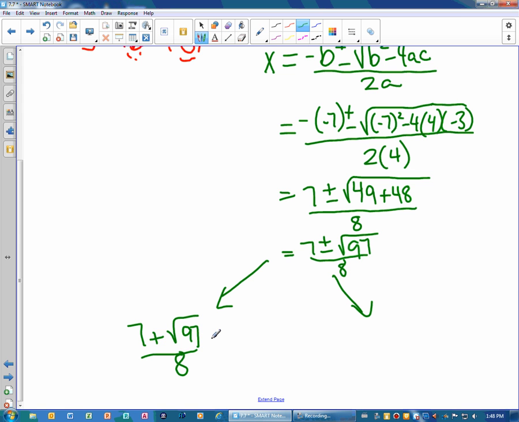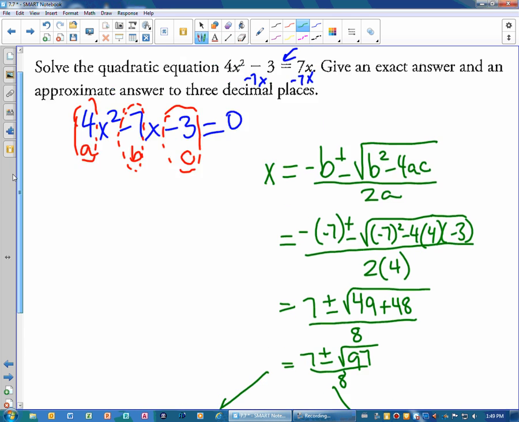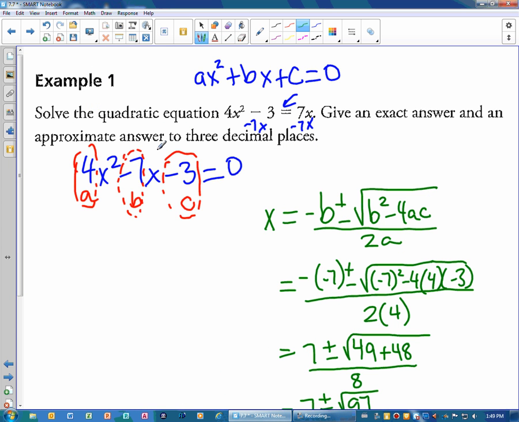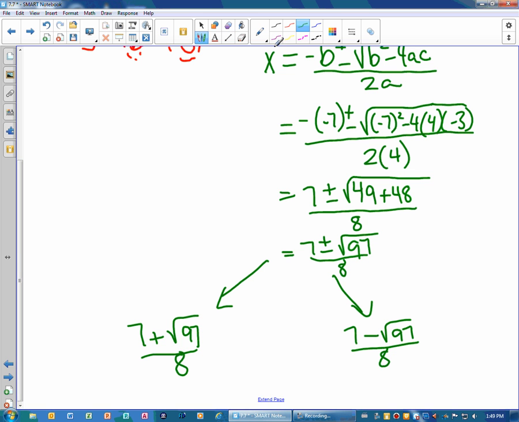That's called an exact answer. Okay, I know exactly what it is. I didn't have to round it off or anything like that. My first answer is 7 plus the root of 97 over 8. My second answer is 7 minus the root of 97 over 8. Okay, so the question said give an exact answer and then an approximate answer to 3 decimal places. So these are exact answers because I haven't needed to round off.